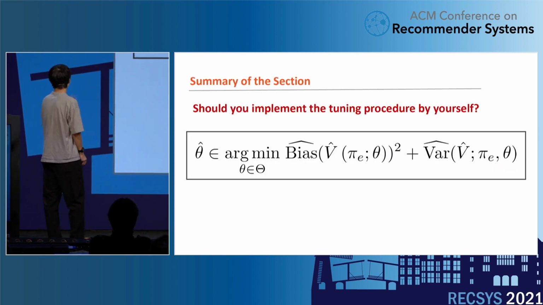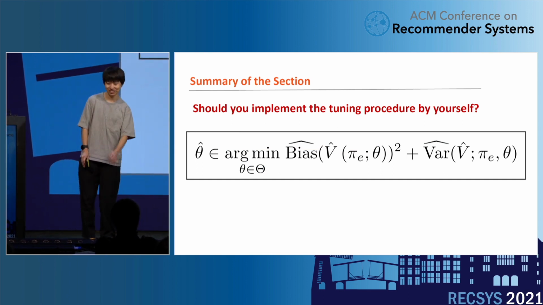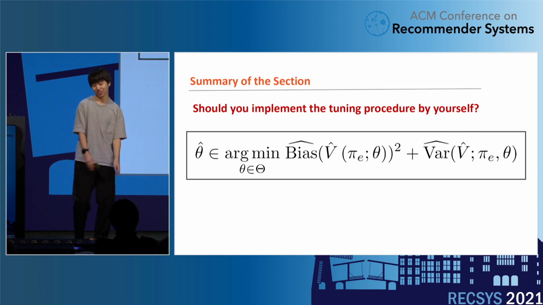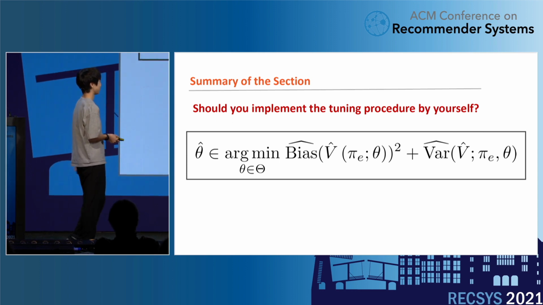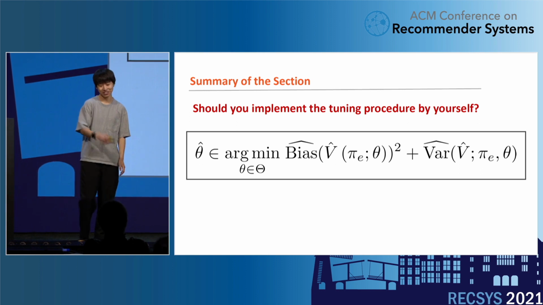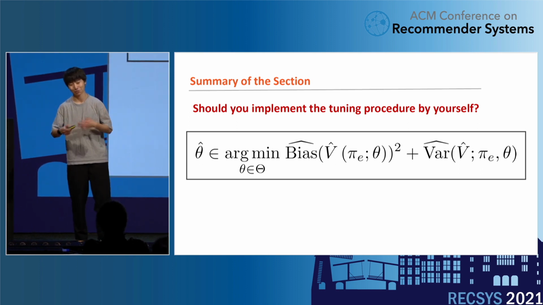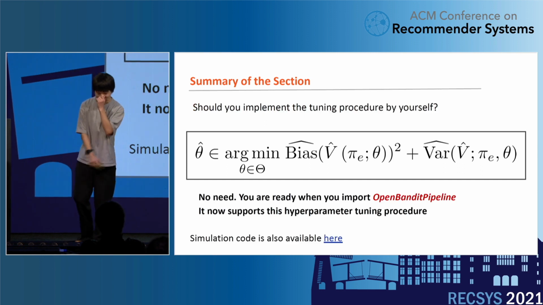So the final question may be, you want to use hyperparameter tuning in your off-policy evaluation practice. But the problem is that maybe we have to implement this from scratch, right? The hyperparameter tuning is a little bit complicated, and you may think that it may be difficult to implement from scratch by yourselves. But you don't have to do that.